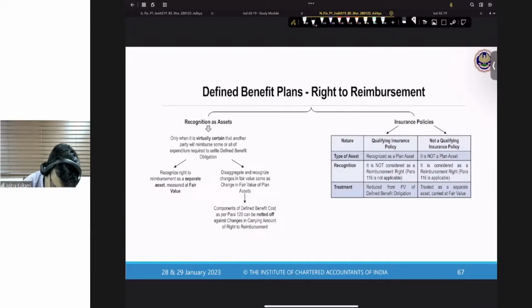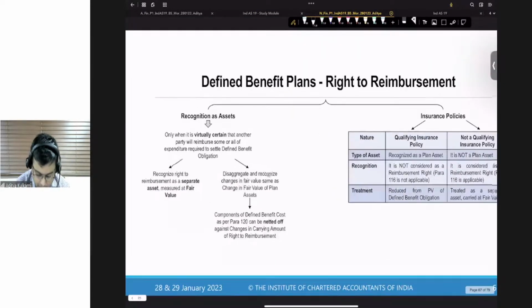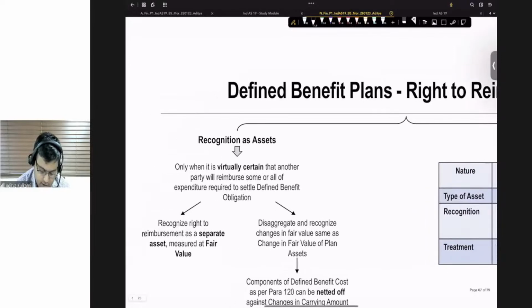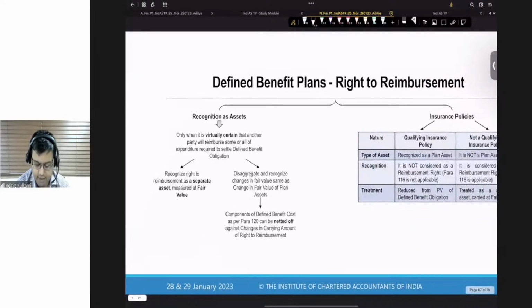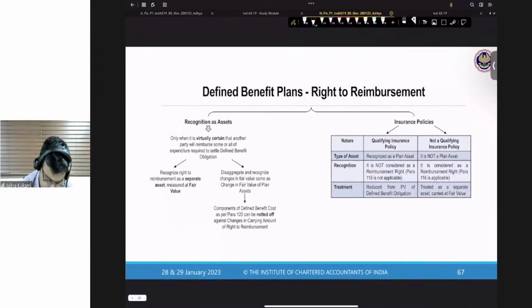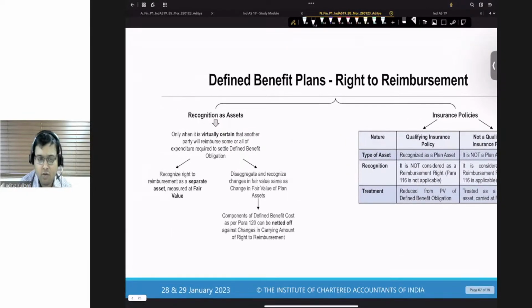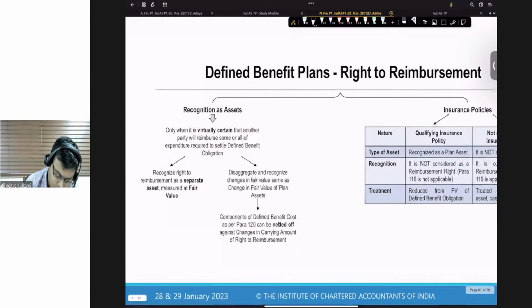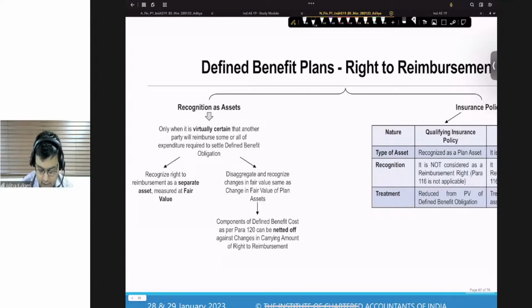Now the problem is recognition of assets. Right to reimbursement. You will recognize a right to reimbursement only when it is virtually certain that some other party will reimburse some or all of the expenditure required to settle a defined benefit obligation. So you recognize the right to reimbursement as a separate asset measured at fair value.